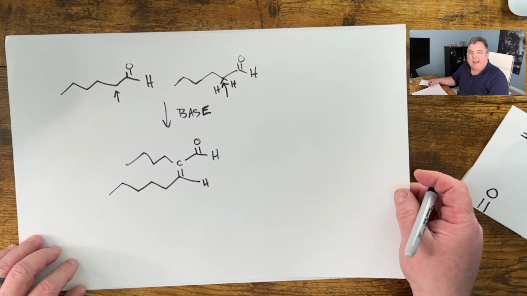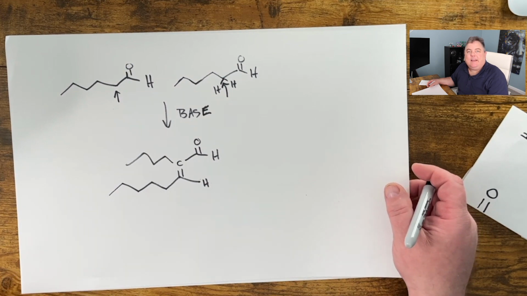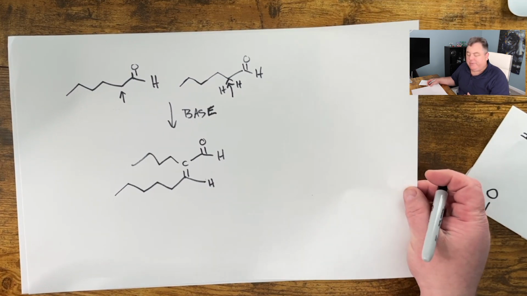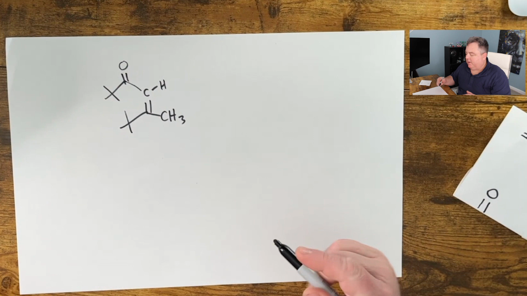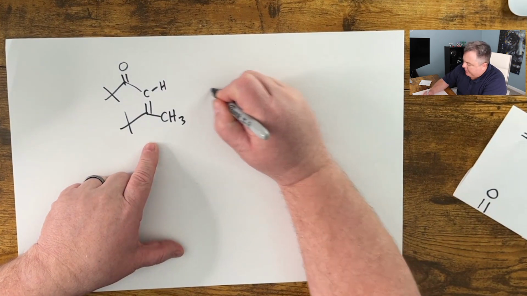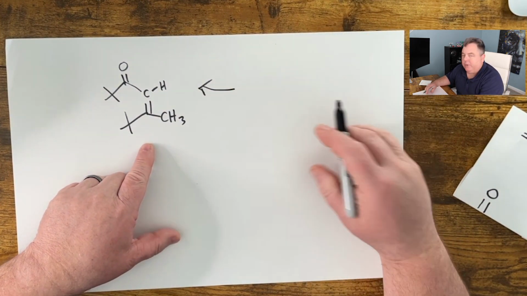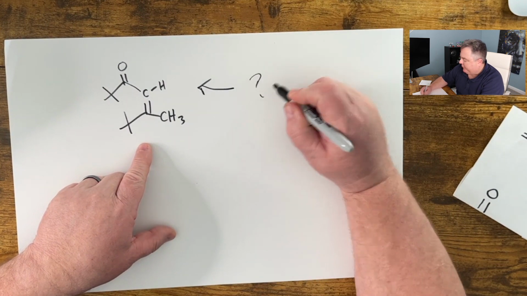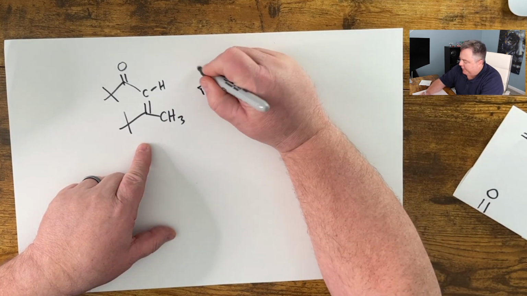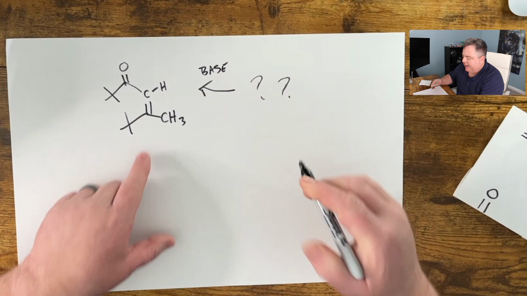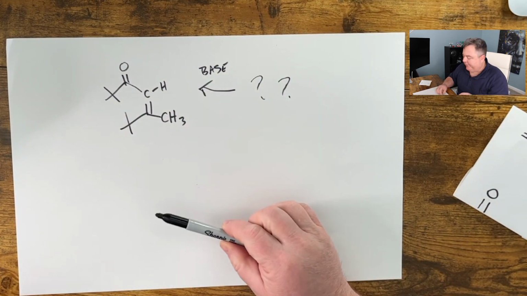Now let's try to work backwards. Let me give you a final product, and let's see if we can figure out what molecule we started with. So if somebody were to say, how can you make this molecule using an aldol condensation? What would you start with? Well, we'll need some kind of base. And let's see if we can figure out what molecule was used.